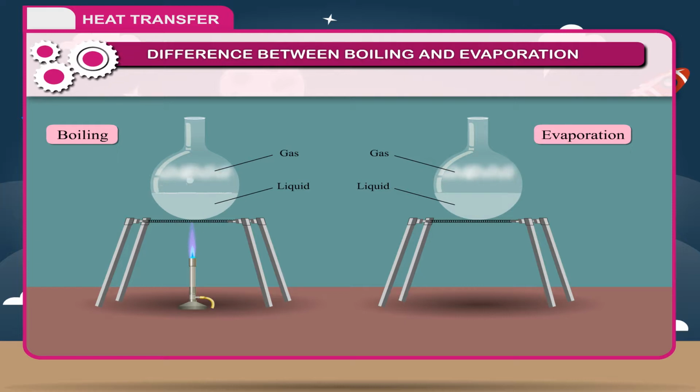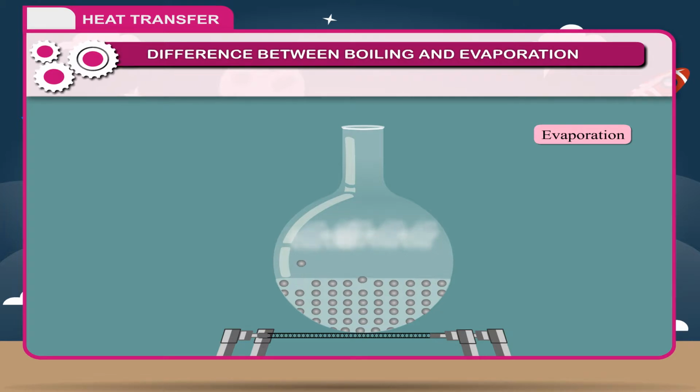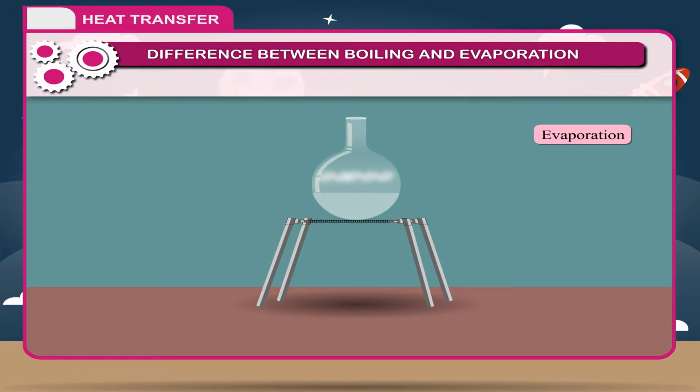When the temperature of a matter increases, the particles of the matter gain energy and move with greater speed. In evaporation, the particles at the surface escape and form gas. So, the process of evaporation takes place at the surface. Thus, evaporation is a gradual vaporization of a liquid on the surface.